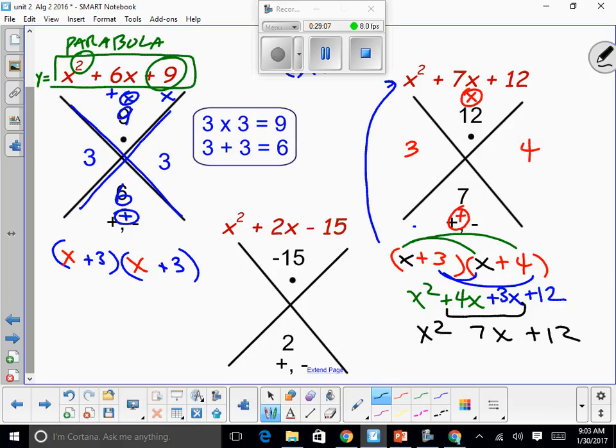All right, so part one of the puzzle, right here. Hey, what are two numbers that when I multiply them give me a negative 15, but when I add those same two numbers give me a positive 2?